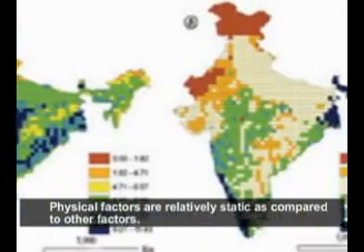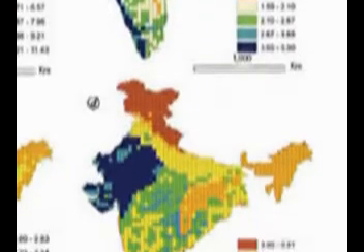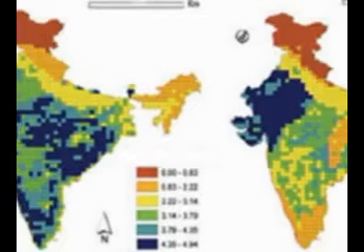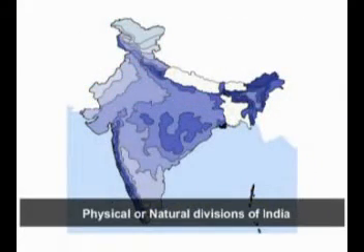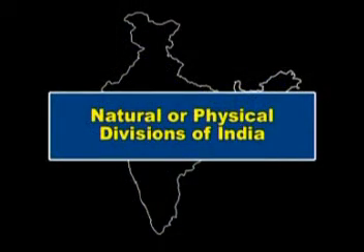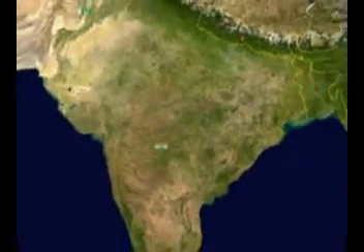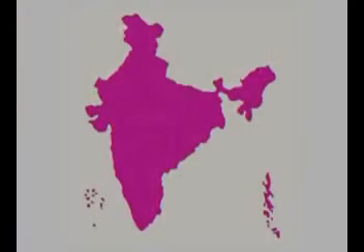The physical factors are relatively static as compared to other factors. On the basis of physical factors, we can identify some homogeneous regions in India, and these are known as physical or natural divisions of India. So now we'll study the natural or physical divisions. India, due to its large extent, has a great geographical diversity. The country can be grouped into 5 major divisions.